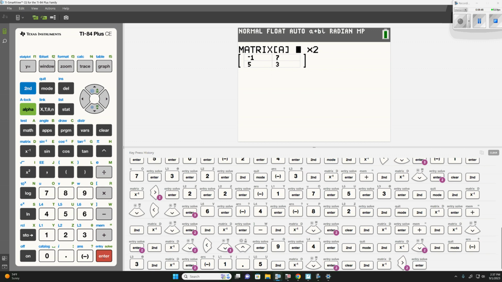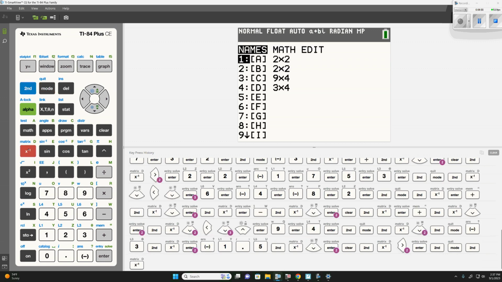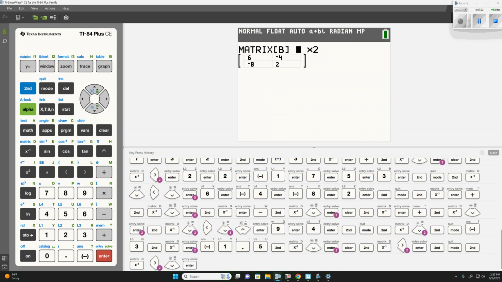5, 3. Once we get it typed in, we'll do second quit. Second matrix. Well, this time we don't just have 1, we have 2. So I'm going to go back over to edit, go down to matrix B, 2 by 2, type the second one in. 6, -4, -8, 2.